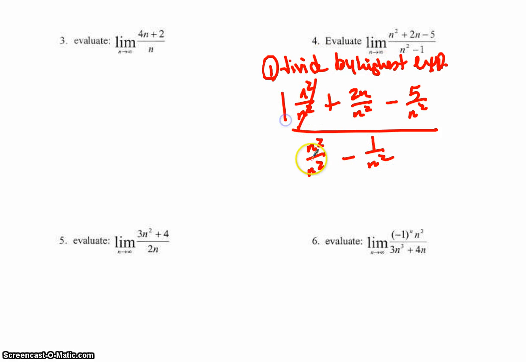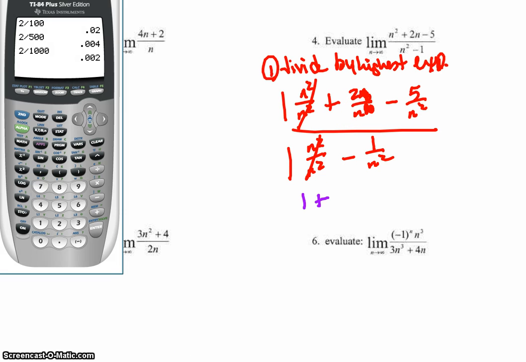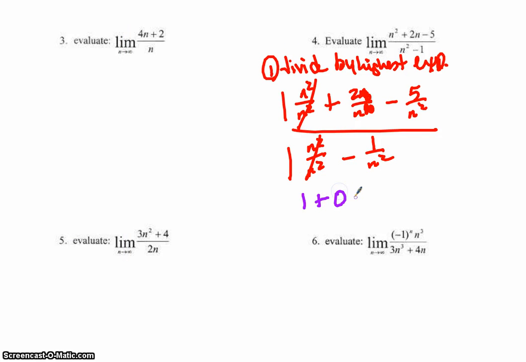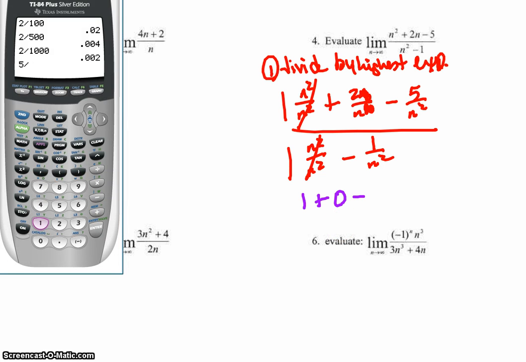This cancels and gives me 1. The n up here and the squared cancel, and so it gives me 2 over n minus 5 over n squared. This cancels and gives me 1 minus 1 over n squared. Then you're going to find the limit of each part. The limit of 1 is just 1, plus the limit of 2 over n. We did this before, 2 divided by all those numbers, you get really close to 0. Minus 5 over n squared, so you would just do 5 divided by 100 squared.